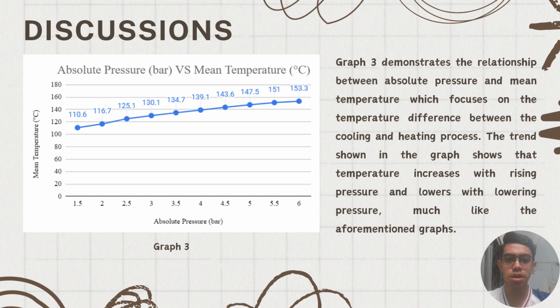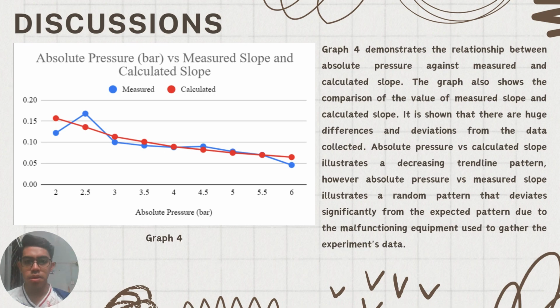Graph 3 demonstrates the relationship between absolute pressure and mean temperature, which focuses on the temperature difference between the cooling and heating process. The trend shown in the graph shows that temperature increases with rising pressure and lowers with lowering pressure, much like the aforementioned graph. Based on the graph shown, the blue dot represents the measured slope and the red dot represents the calculated slope.